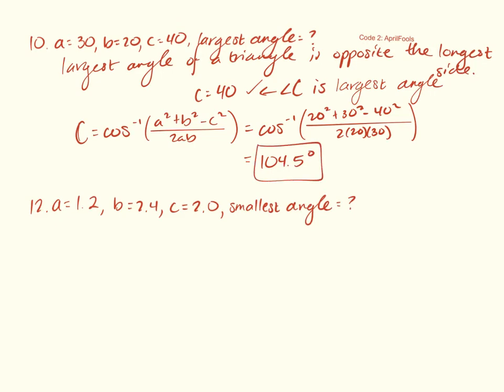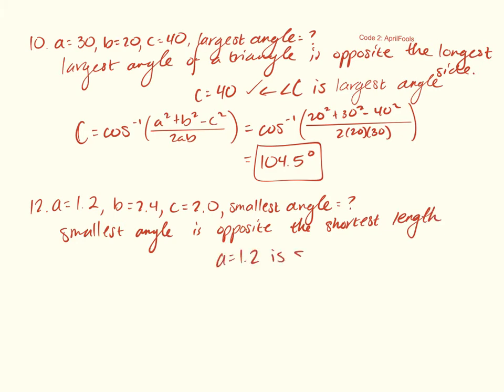Now let's look at 12. In 12, they tell us that A is 1.2, B is 2.4, and C is 2.0, and that they want us to find the smallest angle. So using the idea that we talked about in the last problem, if the largest angle is opposite the largest or longest side, the smallest angle is opposite the shortest length or smallest side. So out of the three given, A is the smallest. So that tells me that angle A is the smallest angle.